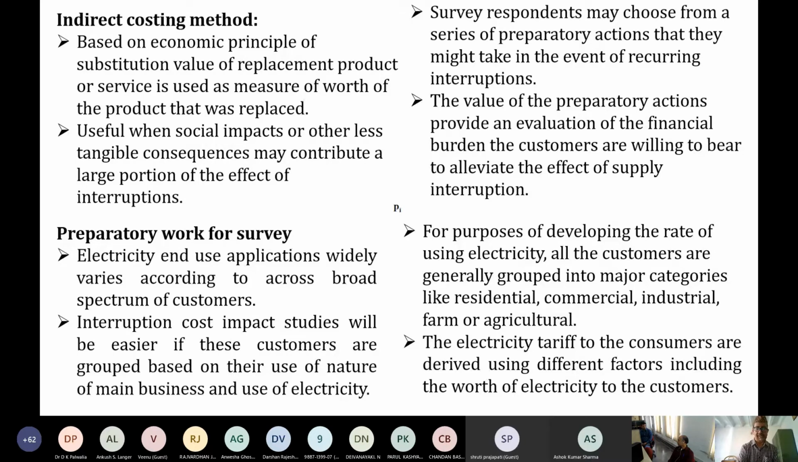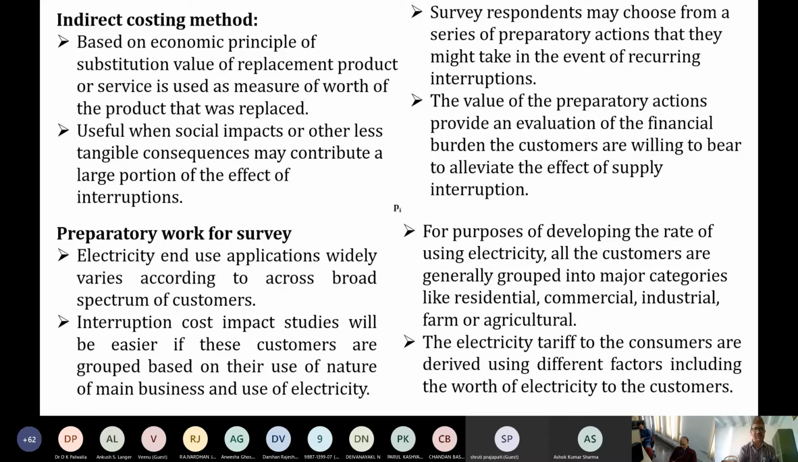Okay, and before carrying out a customer survey, what do we have to do? Electricity end use applications vary widely across the broad spectrum of customers. So we know that it varies for residential customers, industrial customers, and commercial customers, and within industrial customers also there might be different categories of industries which will have varying consumption.